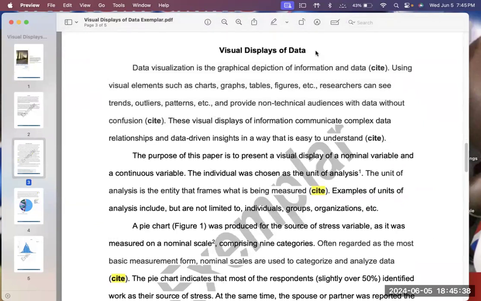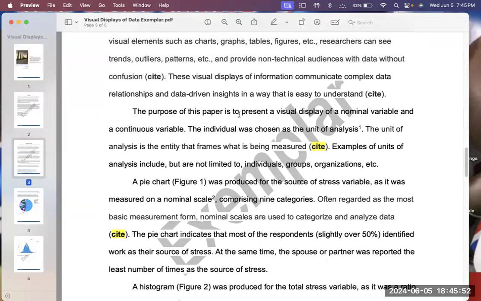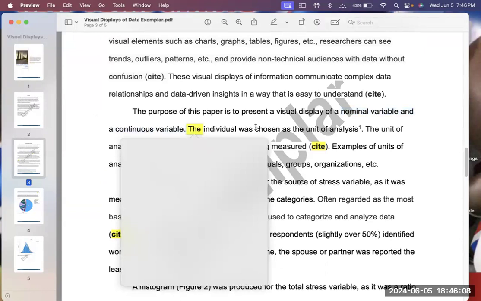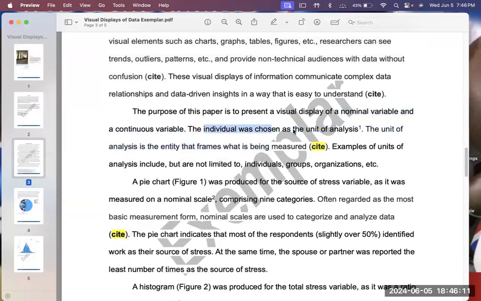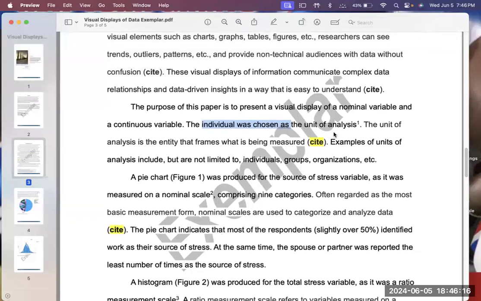visual displays of data. I start out by talking about what visual displays of data is, giving some information to show I have knowledge of it, and I cite that. The purpose of this paper is to present a visual display of a nominal variable and one for a continuous variable, which is that week's application assignment, okay? Now, we also have to talk about the unit of analysis, and we did that. The individual was chosen as the unit of analysis, okay? Does everybody see that?